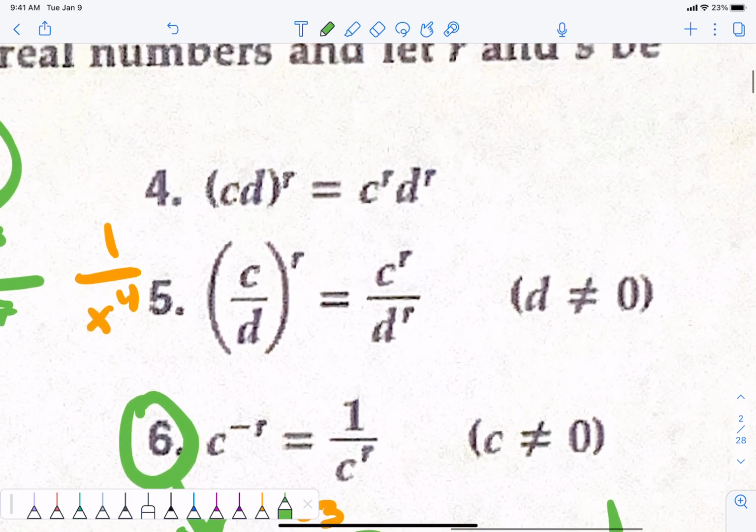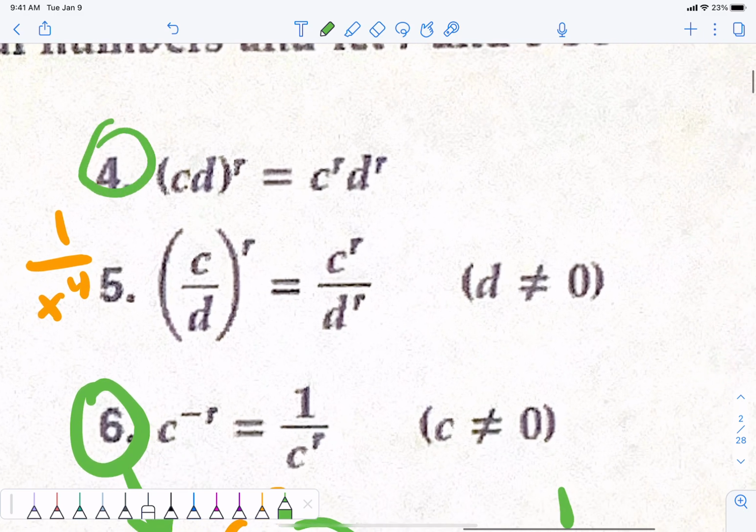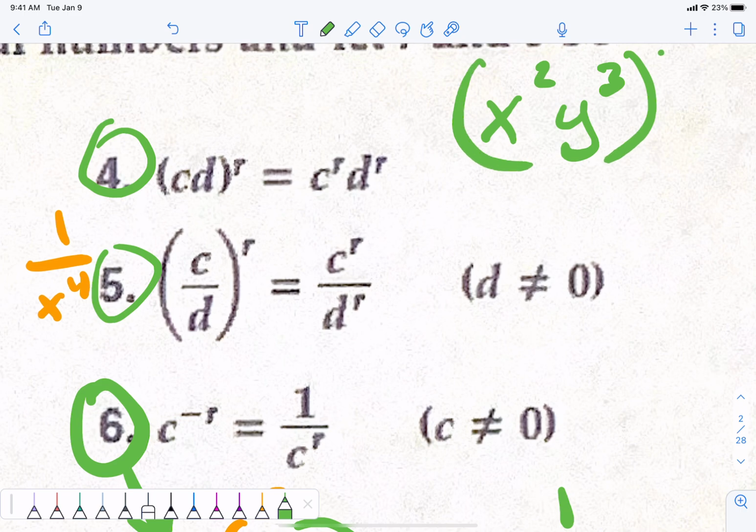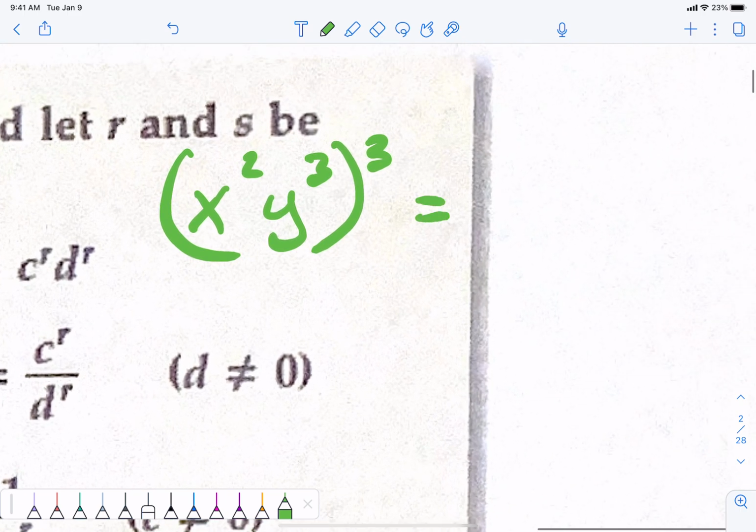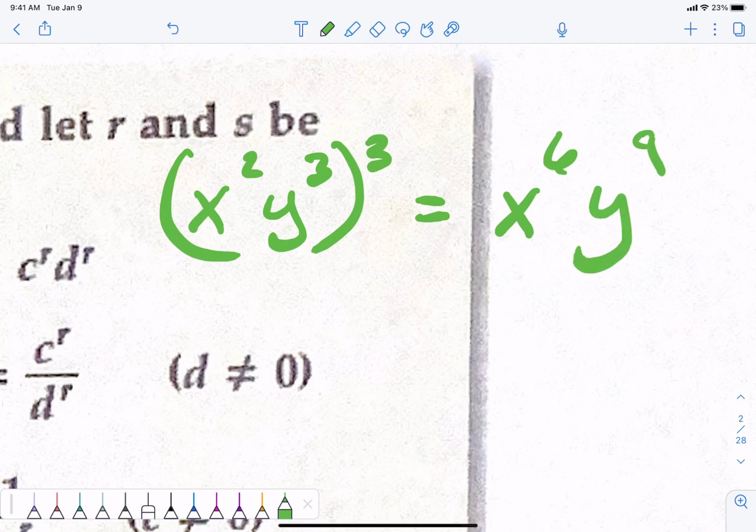Okay, let's go up to this top part right here. These two rules say this. Let's say I have x squared y to the 3rd, and that is all cubed. What does that make? x^6, y^9, right? This guy gets distributed. That's what that rule says. Let me write that down. That's the exponent rule.